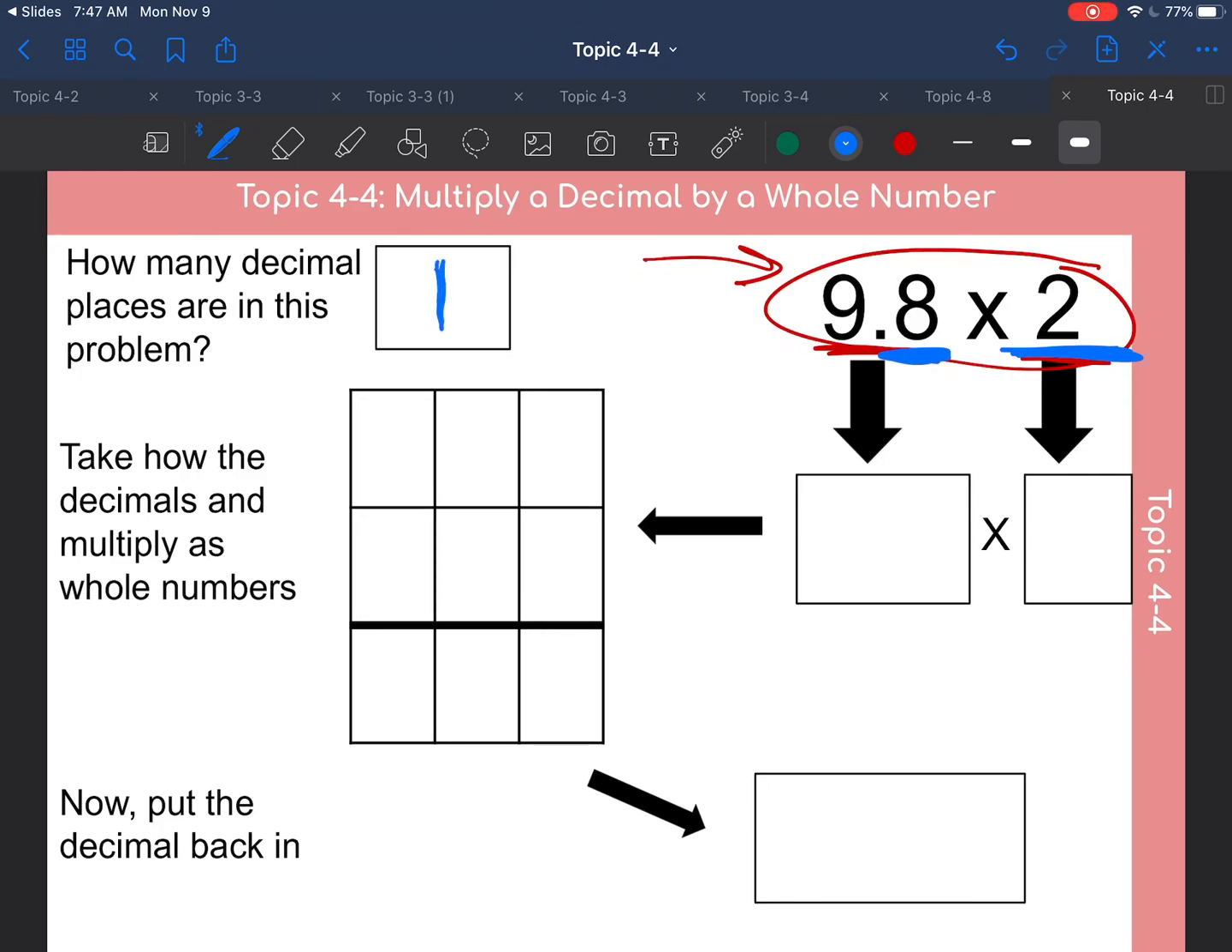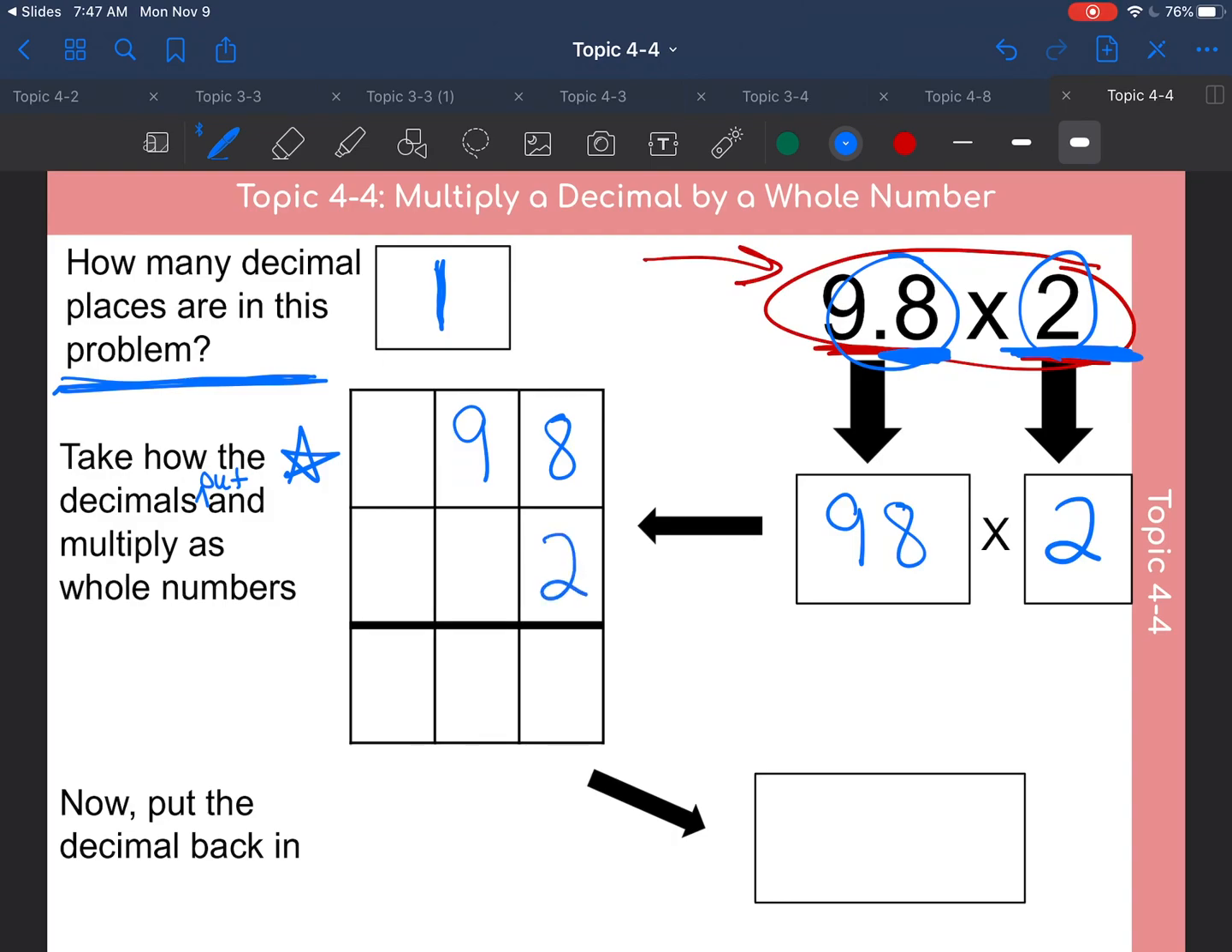So what that means is that at the very end, when we get our answer, we need to make sure our answer also has one decimal place. Because the first step is to determine how many total decimal places there are. The second step is to take the decimals out. Okay, that's important. You want to take the decimals out and multiply as whole numbers. So what I mean by that, you're going to take the decimals out, meaning 9 8/10 is just 98. 2 doesn't have any decimals, so it would just be 2. So really what you're doing is multiplying 98 times 2.